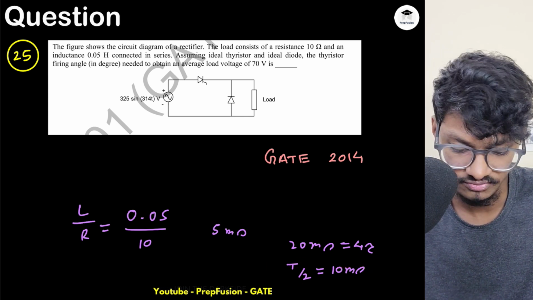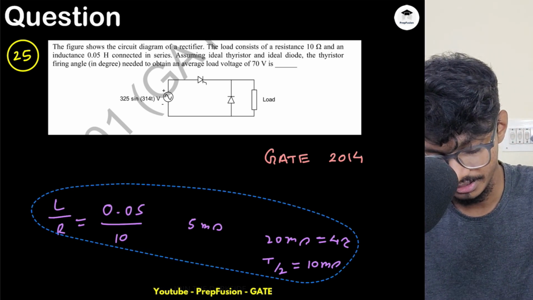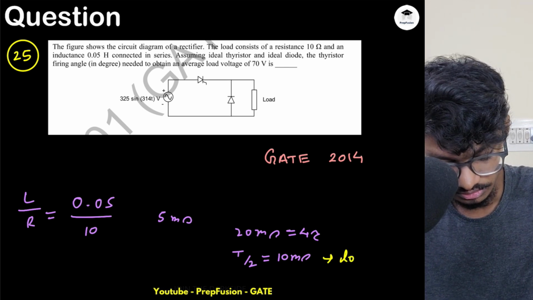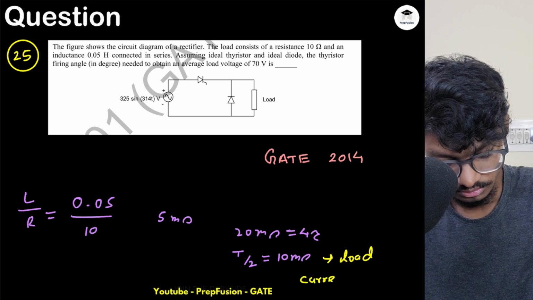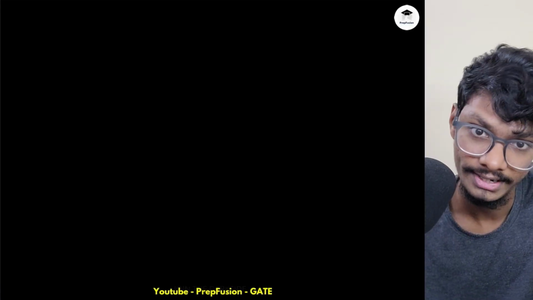So obviously it will not discharge fully. The load current will be continuous. So from this I can deduce that load current will be continuous. And if the load current is continuous, what can I say?